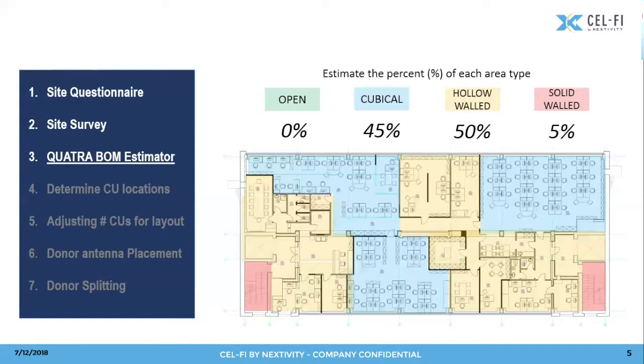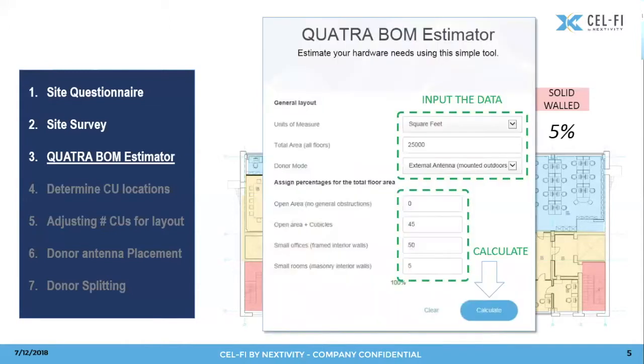So again, back to this example here, we have come up with some numbers. There are no wide open spaces on this one, but we are estimating about 45% cubicle and about 50% hollow-walled spaces, and 5% to those stairwells that are typically wrapped in concrete, right? Then again, the QUATRA BOM estimator is at the bottom of the product page on our website.